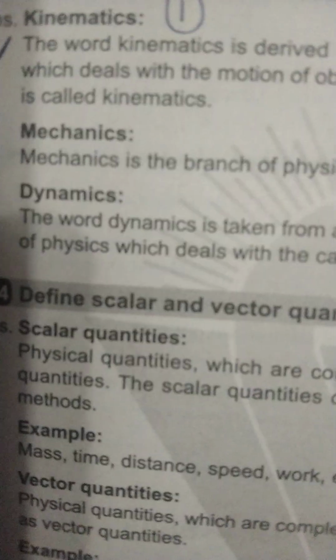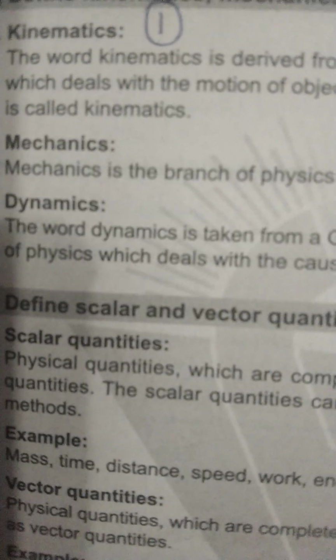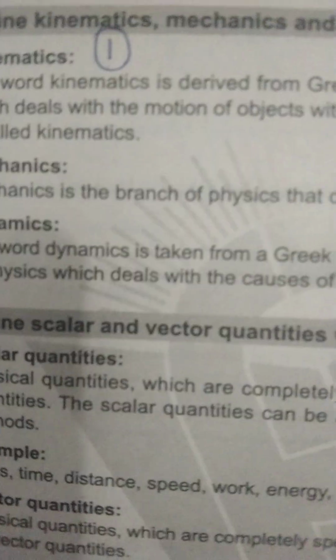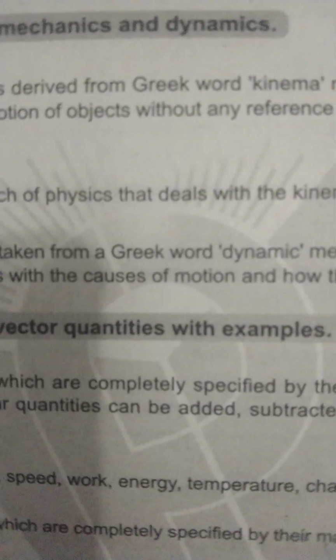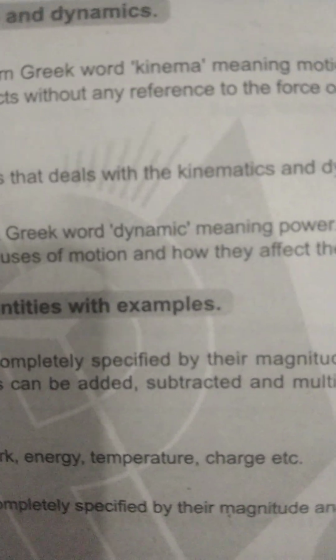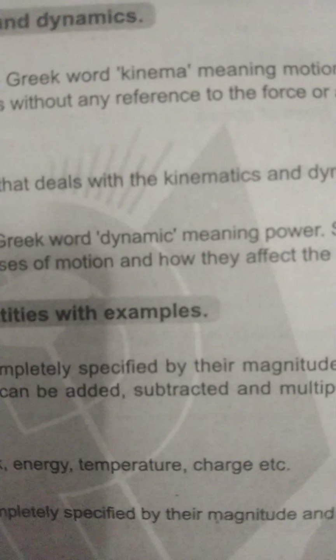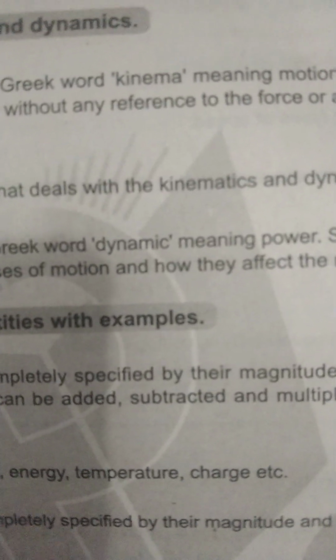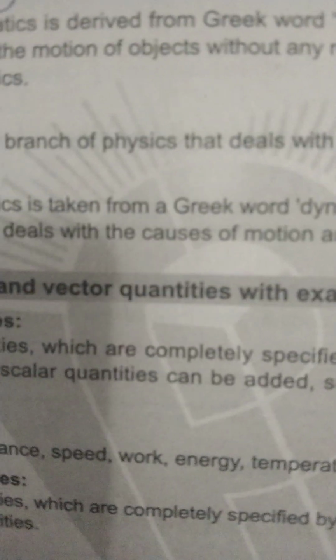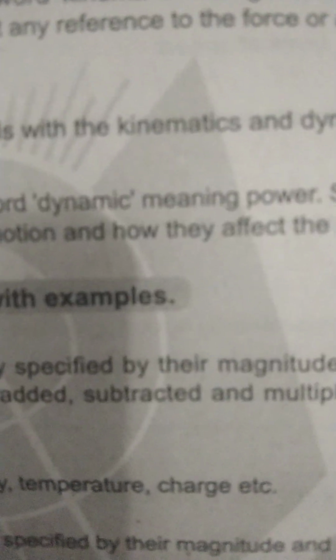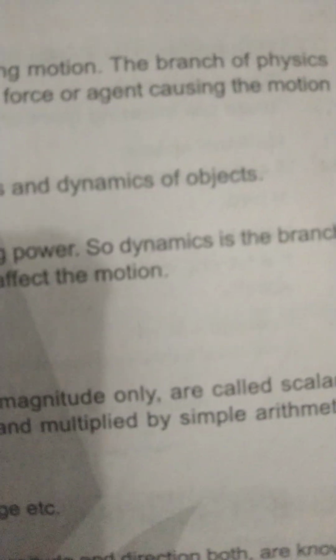That one is kinematics. Now here we start: the word kinematics is derived from the word kinemia. The word kinemia means motion. Whatever the motion, but those motions which do not require any force. It means the branch of physics which deals with the motion of objects without any reference to force. They do not require any kind of agent to cause their motion.